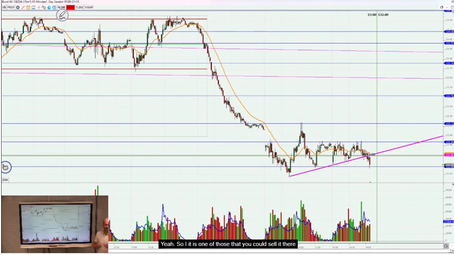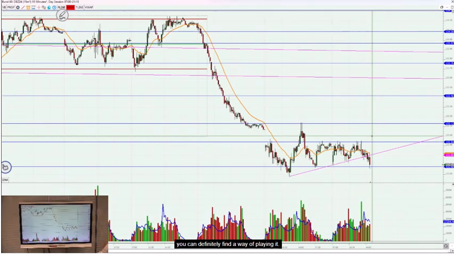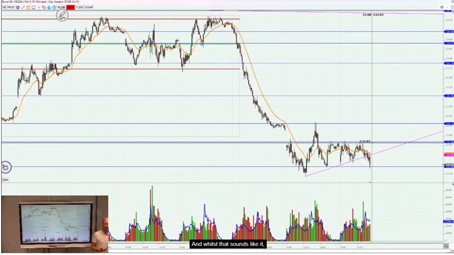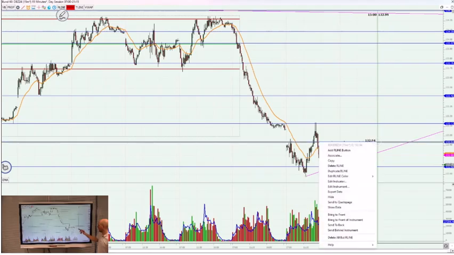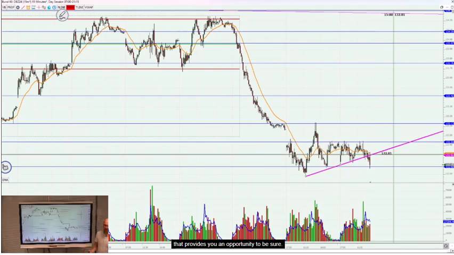Yeah. So it's one of those that you could sell it there and get it right, but I wouldn't have any confidence that that would play out over the long run. So it's the joy of technical analysis. If you like the idea, you can definitely find a way of playing it. And whilst that sounds like it discredits technical analysis, I think part of it is a job of going, well, I think broadly this is going down, how can I play it? Rather than going, well, you can curve fit anything, you absolutely can. But if you want to be short, that provides you an opportunity to be short.